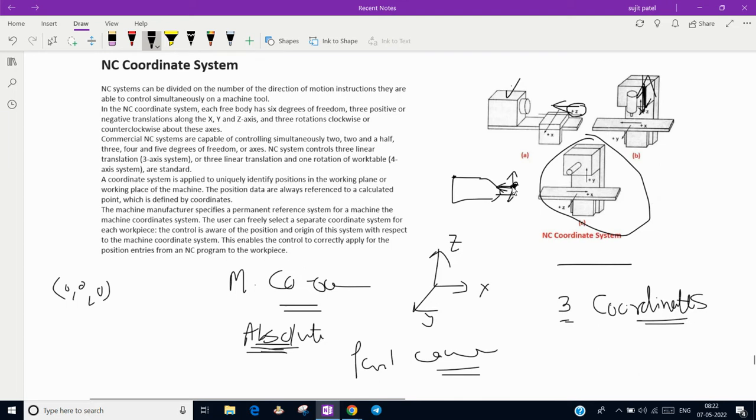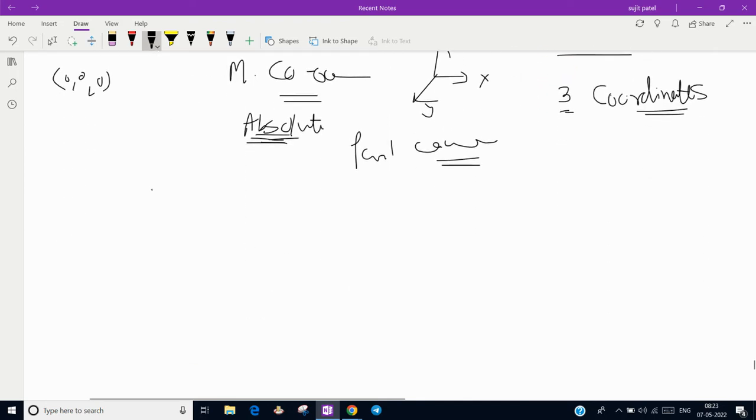So the main function of the coordinate system is to define the positioning of the part and the direction of the tool. The main purpose is to define degrees of freedom, and for the part, part positioning. These are the three types of coordinate system. Next is motion control.